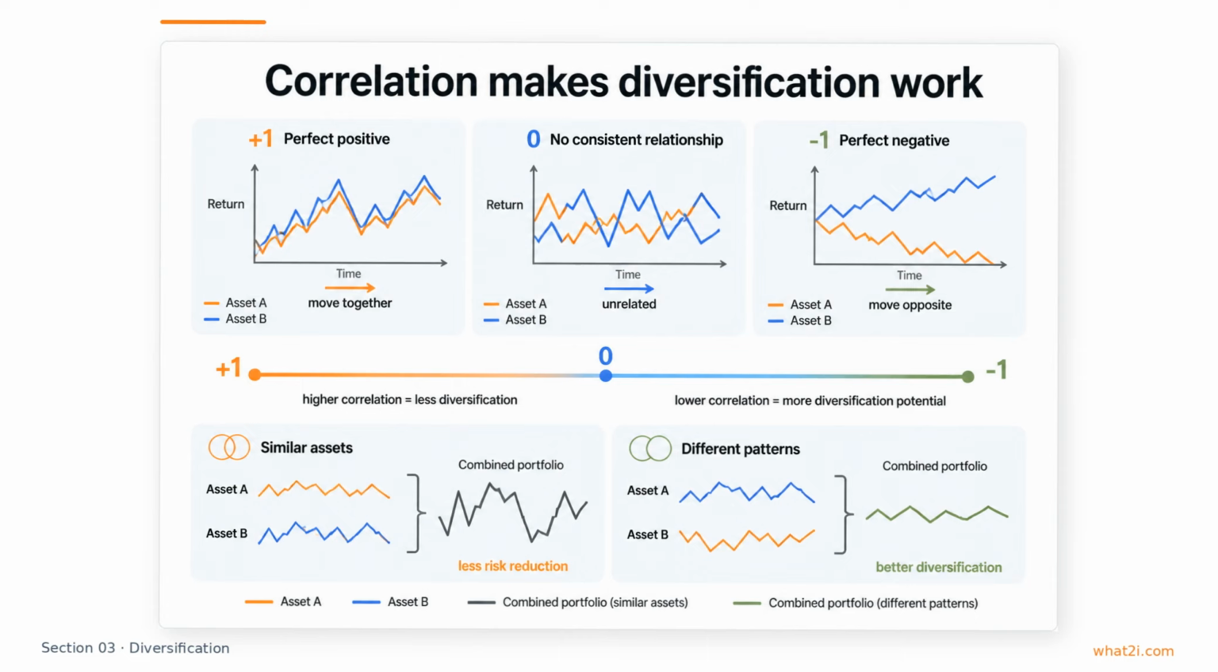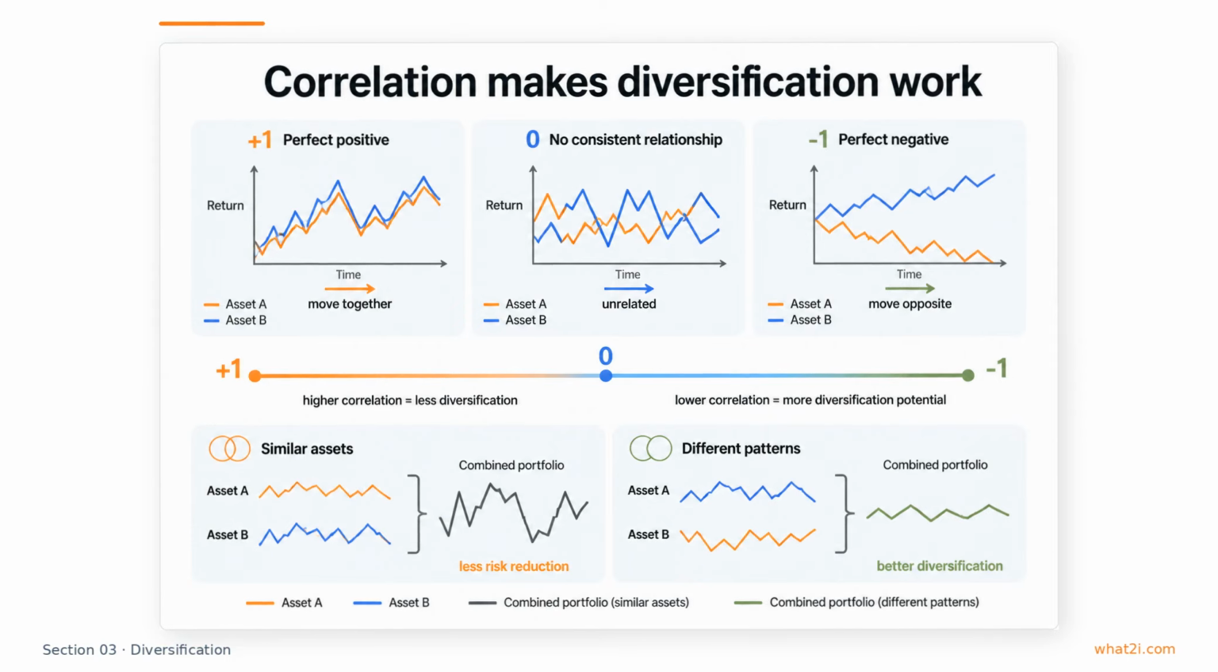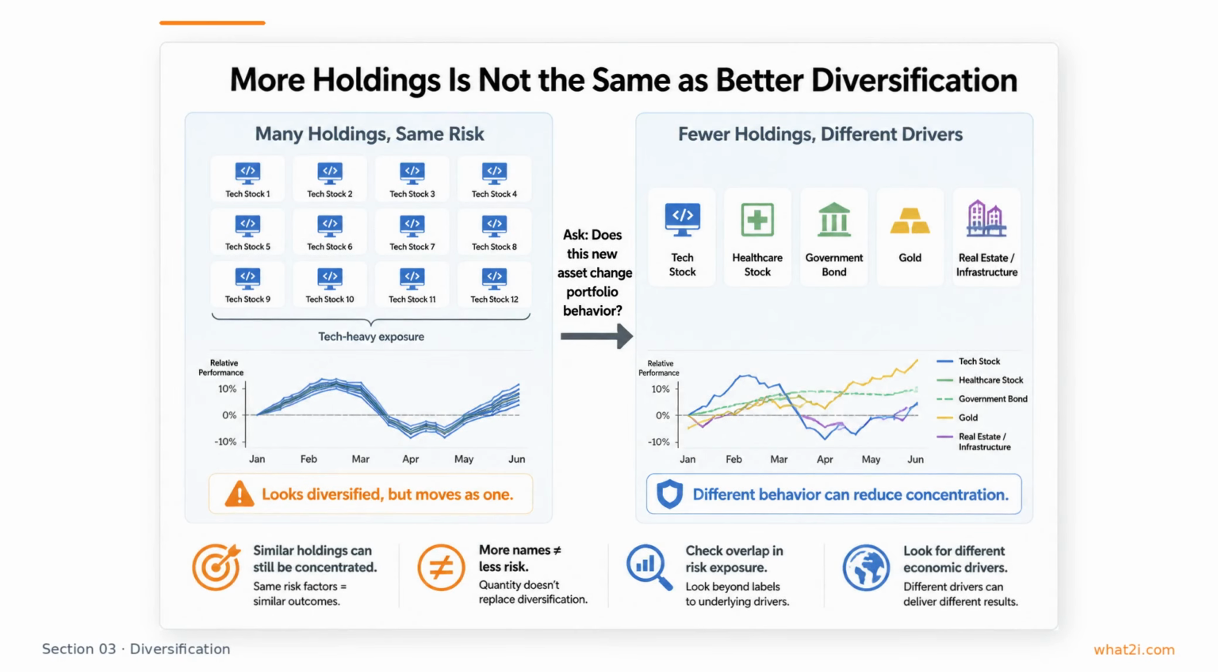A correlation near +1 means they usually move together, so combining them gives limited diversification benefit. A correlation near 0 means there is no strong, consistent relationship. A correlation near -1 means they tend to move in opposite directions, which can provide the strongest offset. In practice, assets with low or modest correlation are often the most useful additions because they can change the overall behavior of the portfolio. This is why simply owning more holdings does not guarantee better diversification.